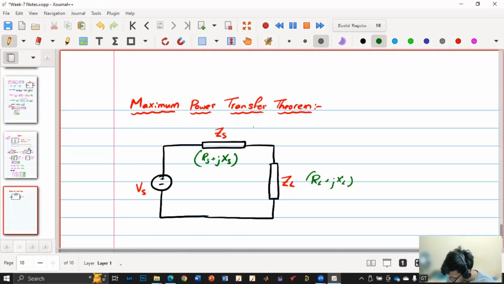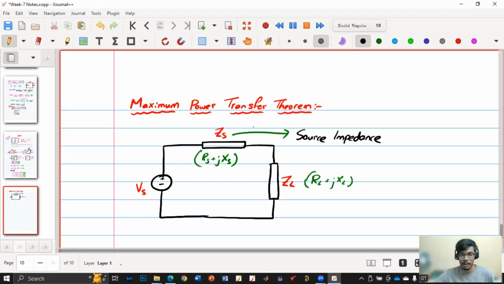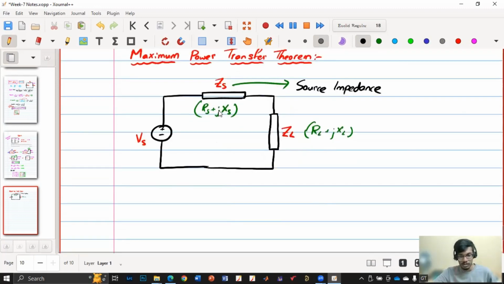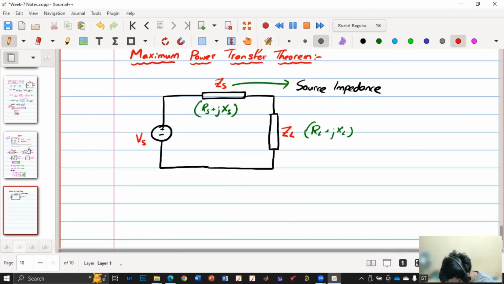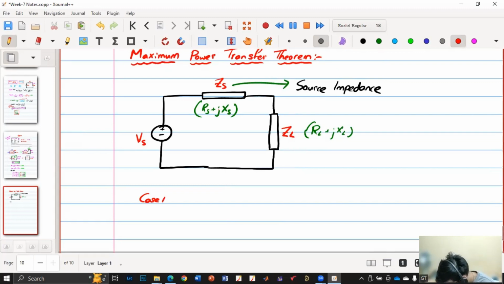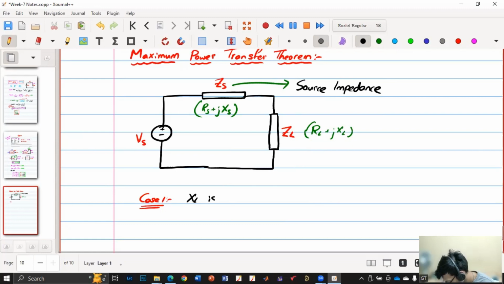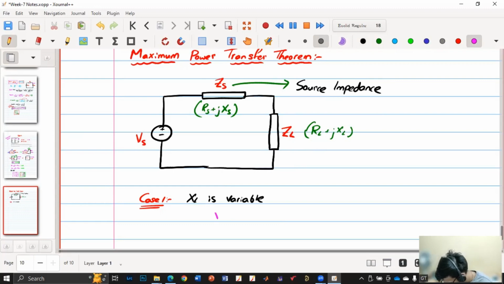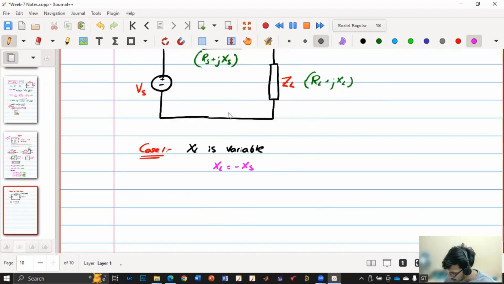This is the source impedance. So how should I vary my load so that maximum power is transferred to the load? There are three cases I'll directly give. Case one: XL is variable. In that case, XL should be minus XS, so they cancel with each other and it will be a purely resistive circuit.